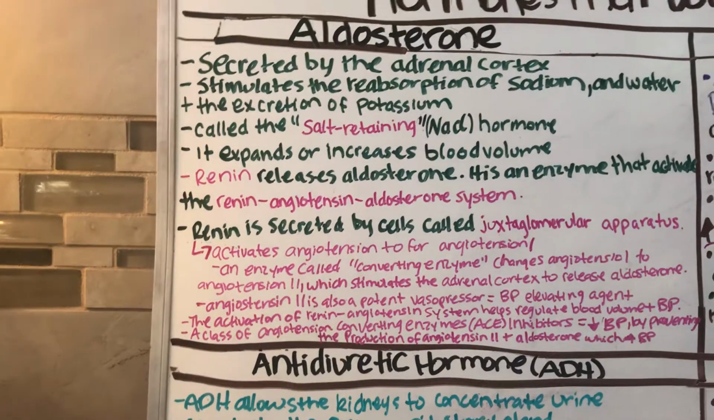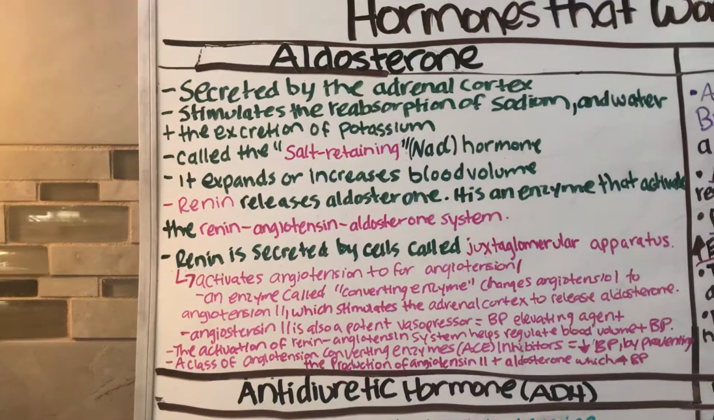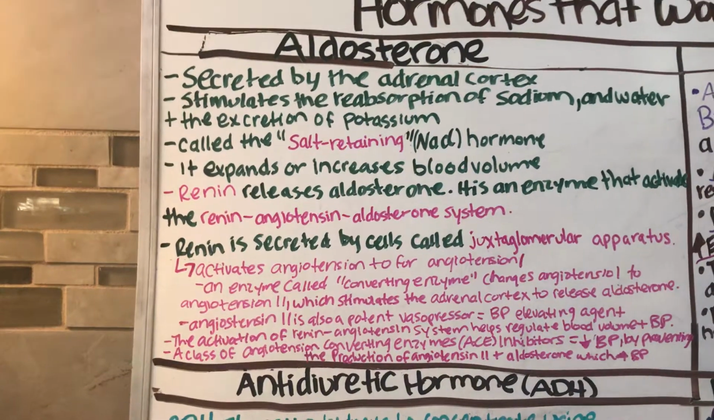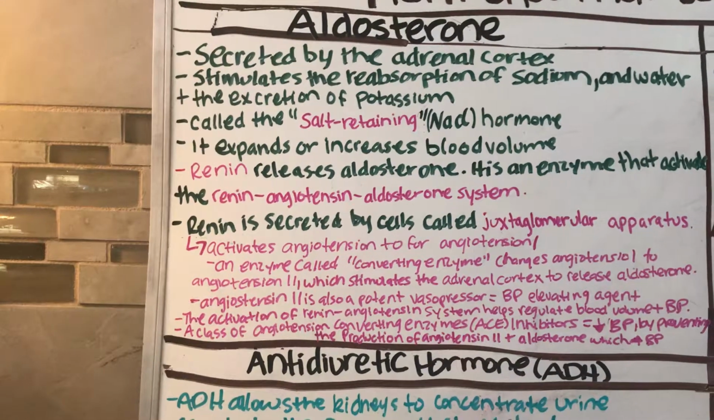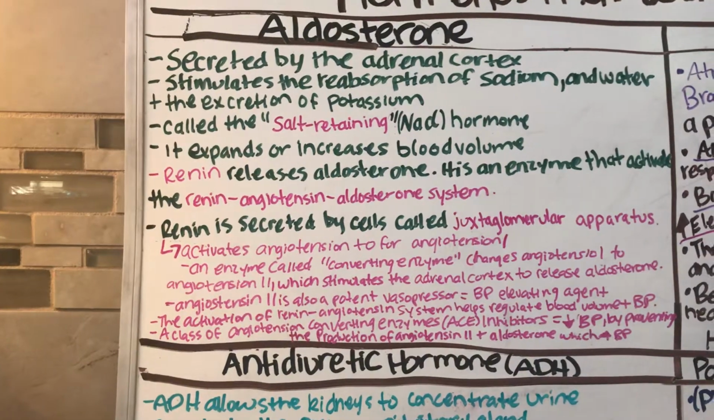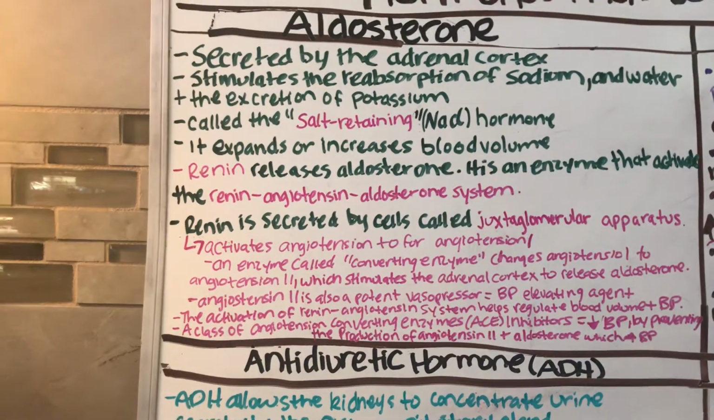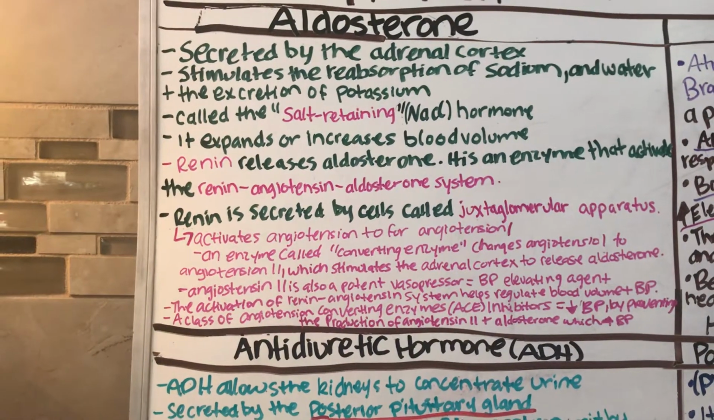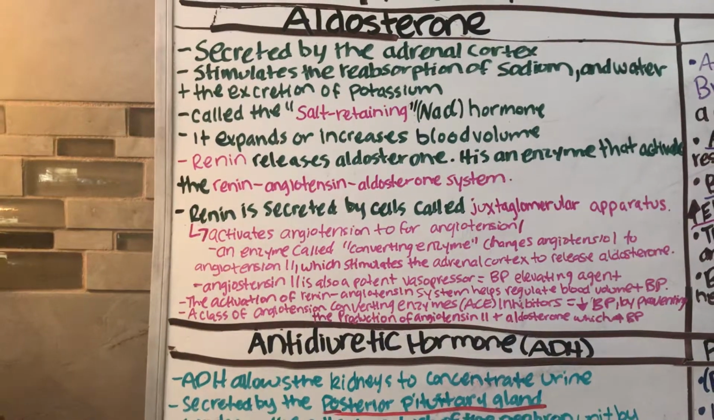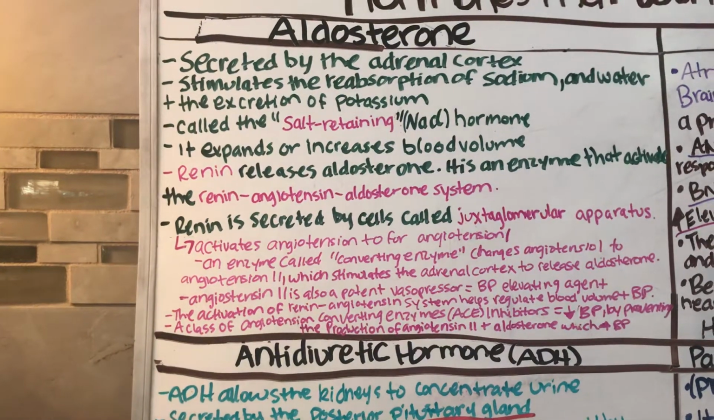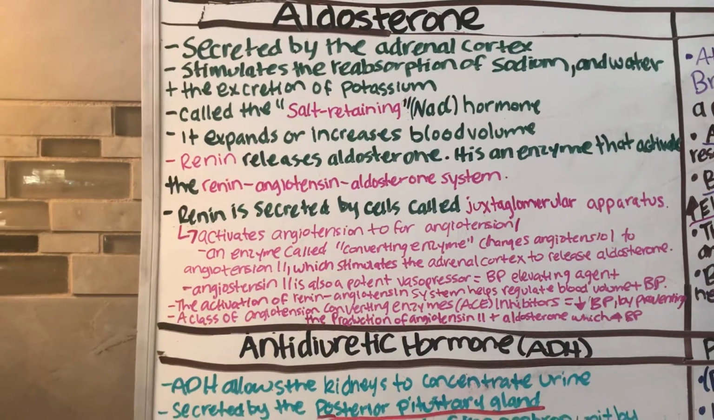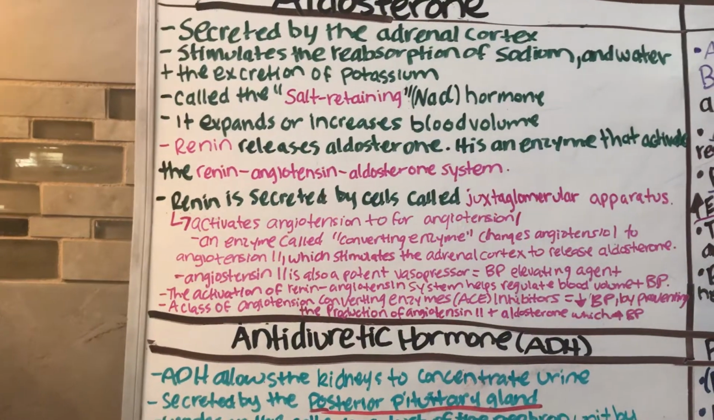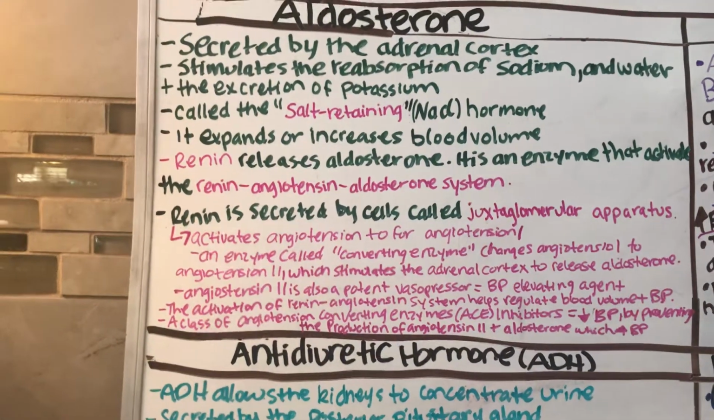Renin releases aldosterone. This is an enzyme that activates the renin-angiotensin-aldosterone system. The renin is secreted by cells called the juxtaglomerular apparatus, and the renin activates angiotensinogen to angiotensin 1. Then an enzyme called the converting enzyme changes the angiotensin 1 to angiotensin 2, which stimulates the adrenal cortex to release aldosterone.